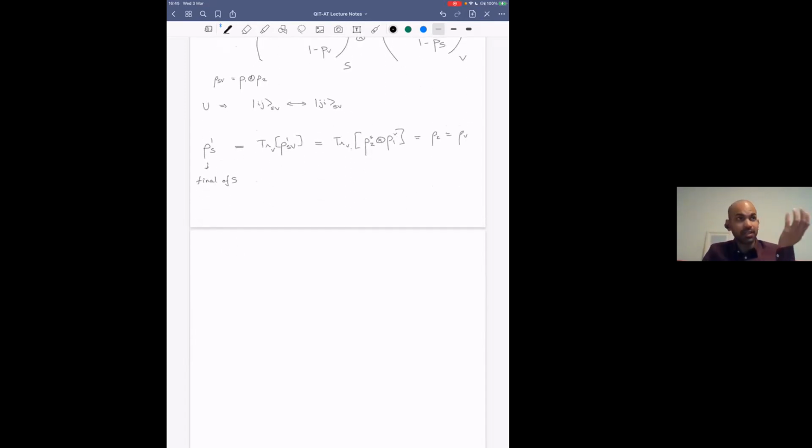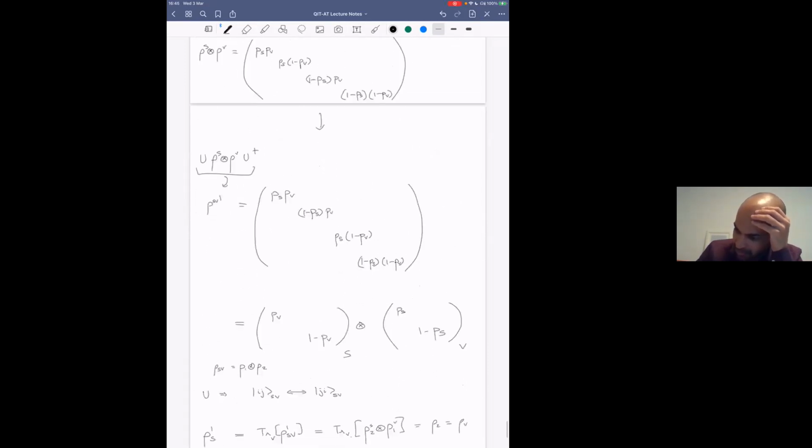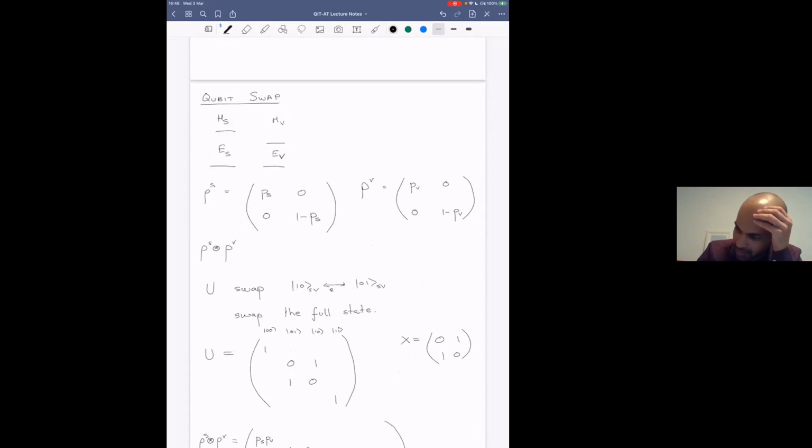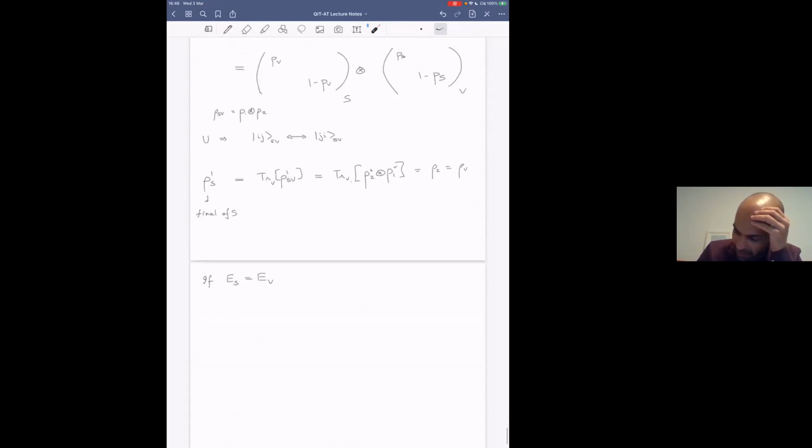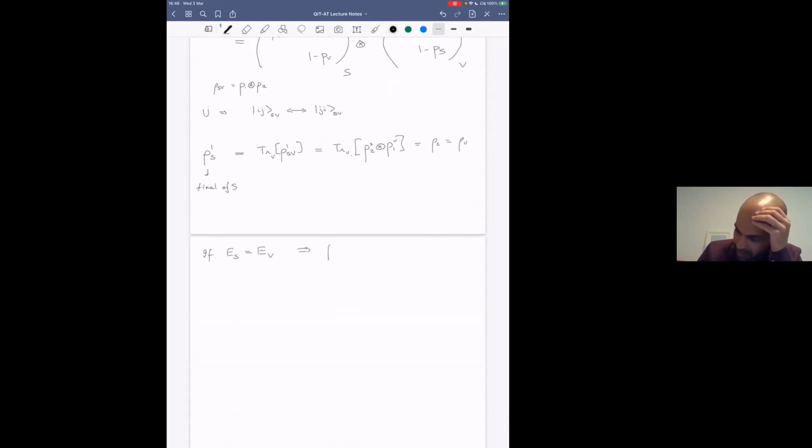In particular, what I could ask is, what is the virtual temperature, the bias, etc. of the system? Now this is a bit tricky. If the energy of S is the same as the energy of V, that means if these Hamiltonians are of the same size, so ES is equal to EV, then everything is the same. Then beta S prime, the final virtual temperature of the system, is just what the virtual temperature of V was in the beginning, because it has just taken the state of V.